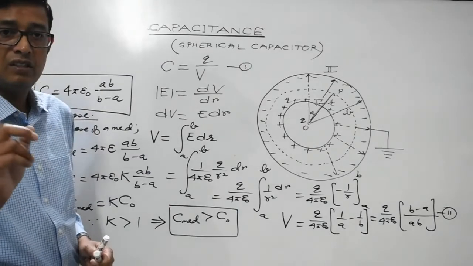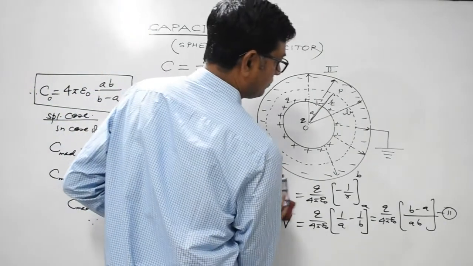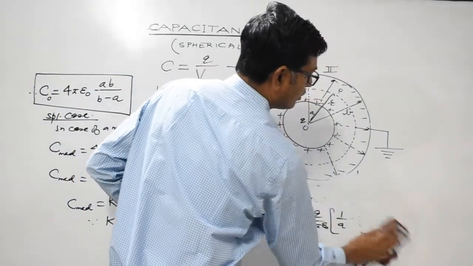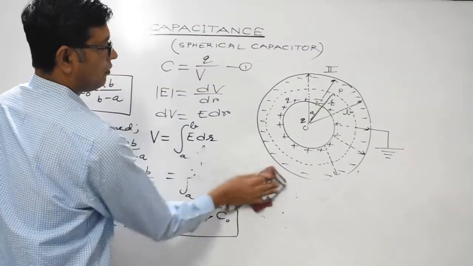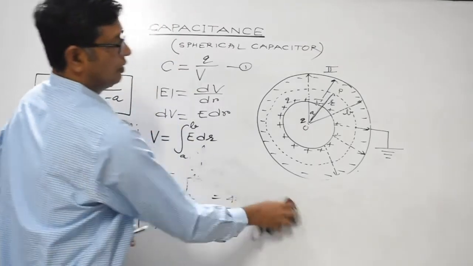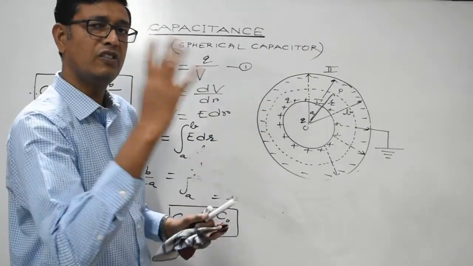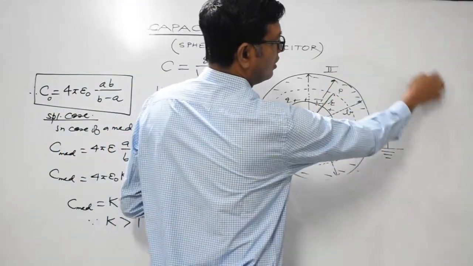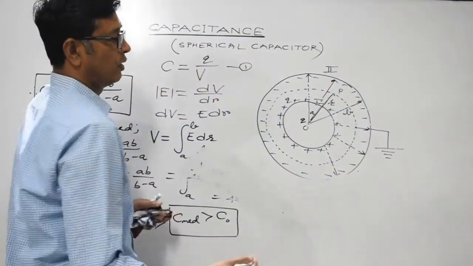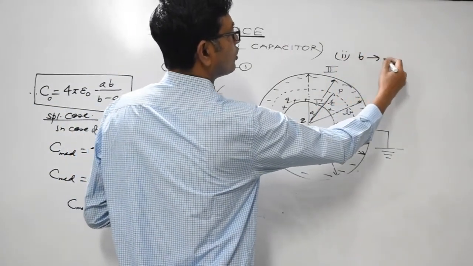There is another very important case. So let's discuss that as well. Suppose what we consider is the outer shell. Its radius keeps on increasing. So, special case 2 is when B approaches infinity.